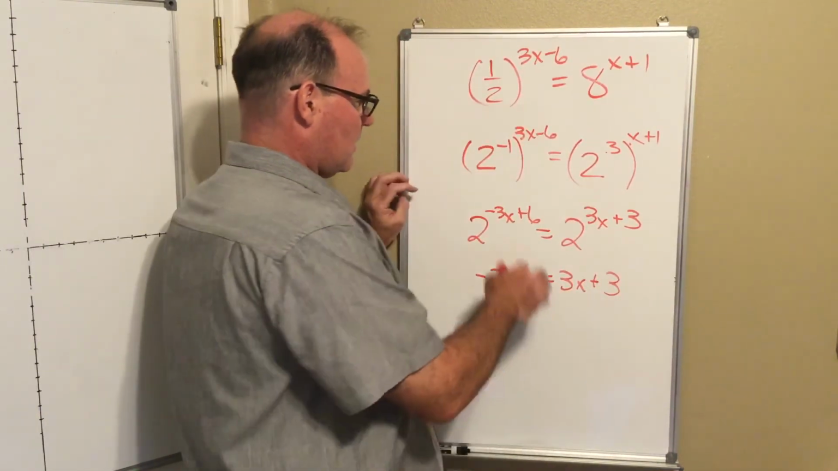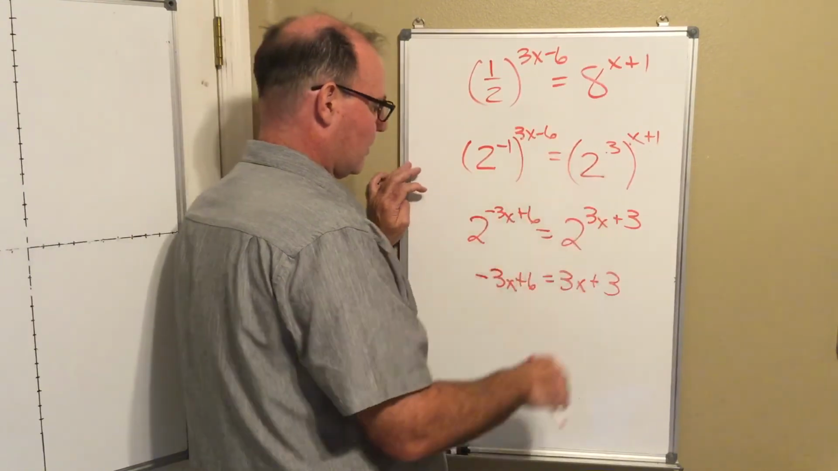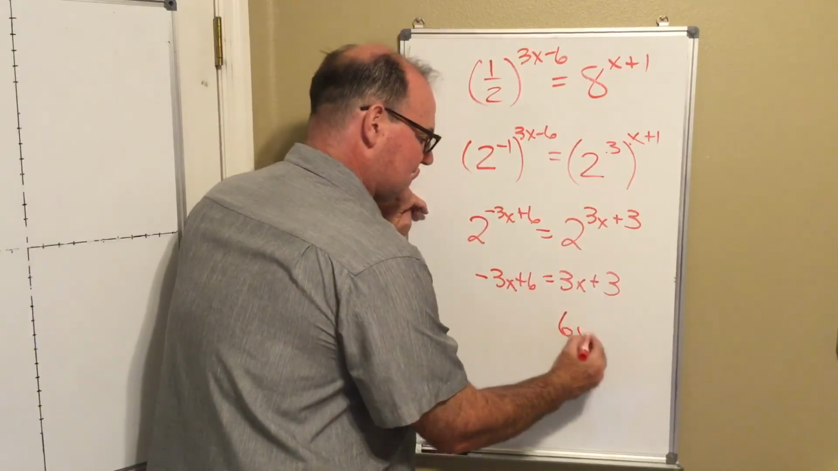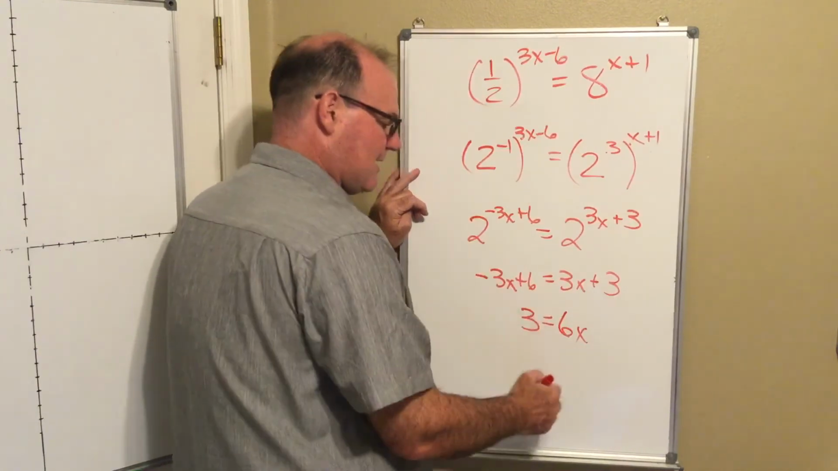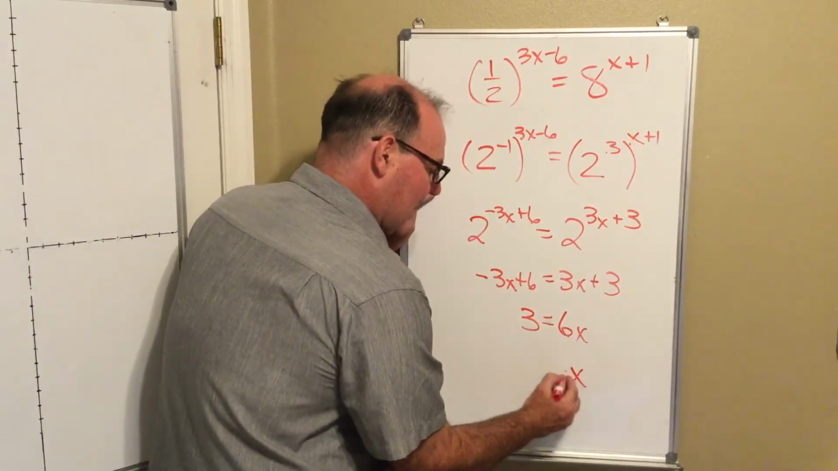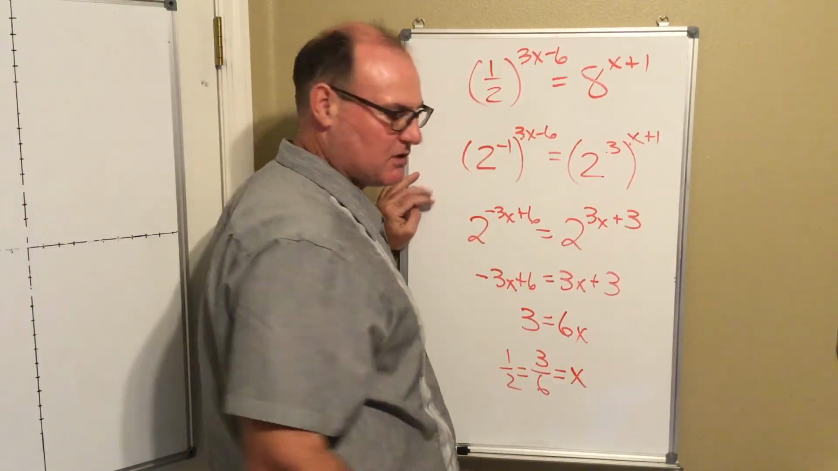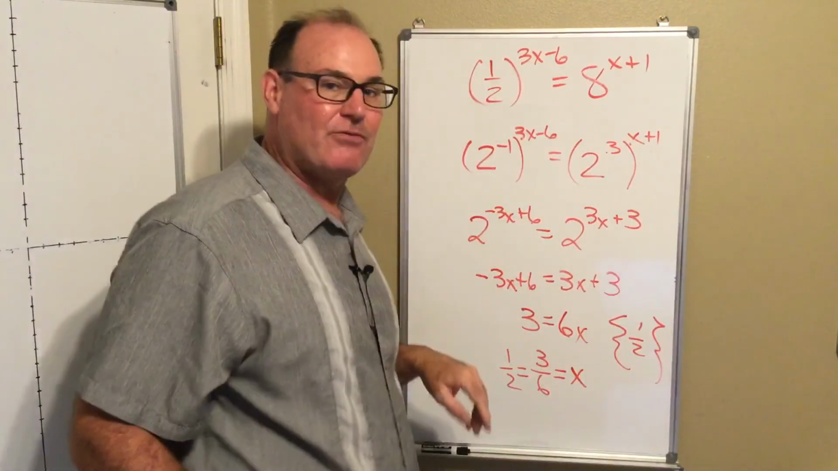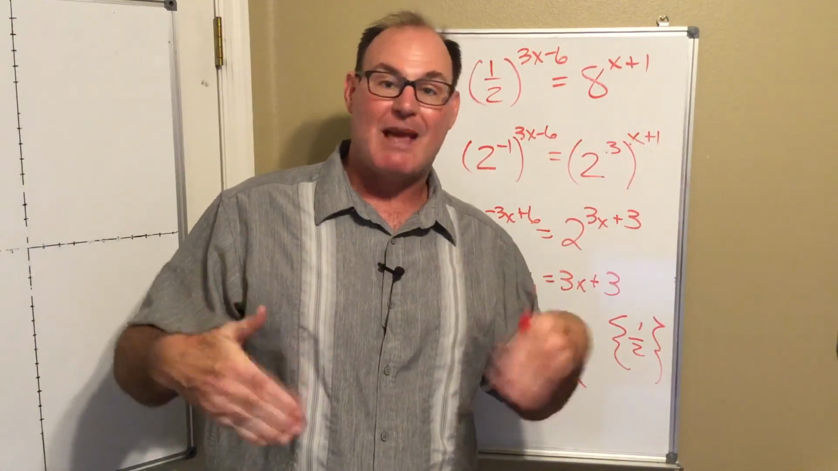And so now, did I do something wrong here? No, I think we're good. So now what I'm going to do is add this 3x over to that side and get 6x. I'm going to subtract that 3 from this side and get 3. When I divide both sides, I get 3 over 6, which is 1/2. Don't forget to reduce those fractions. And so what I have is the set with 1/2 in it. That's how you solve an exponential equation when you have the ability to make the bases the same.